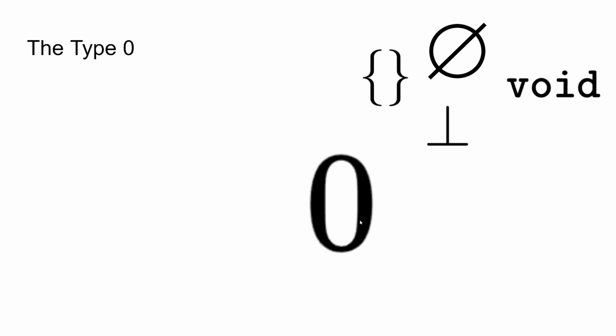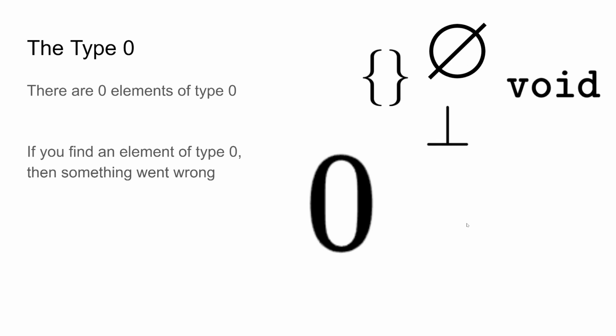The type 0 can be referred to in many different ways. Some people call it the empty set. Some people call it void. Some people call it bottom. But for our purposes, we're going to call it 0. It is characterized by having exactly 0 elements. That means it's impossible for something to be of type 0. So if you find something of type 0, something went very wrong.